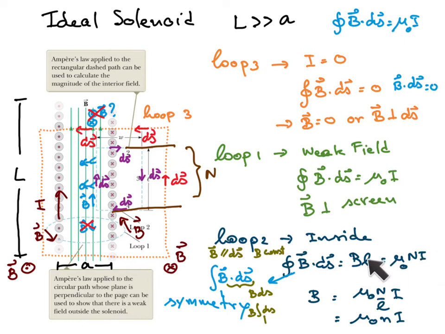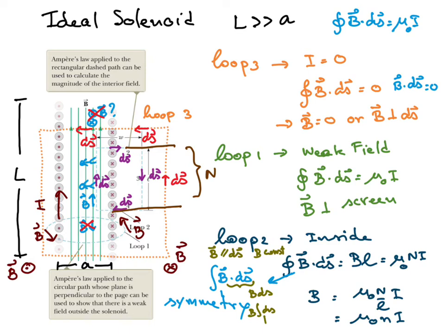If we rearrange this to get B, which is equal to mu 0 N over L times I, we call this N over L the wire density, or the coil density, which is the number of wires per unit length, N over L, and we use the small n. So we have that B is equal to mu 0 nI. Okay.